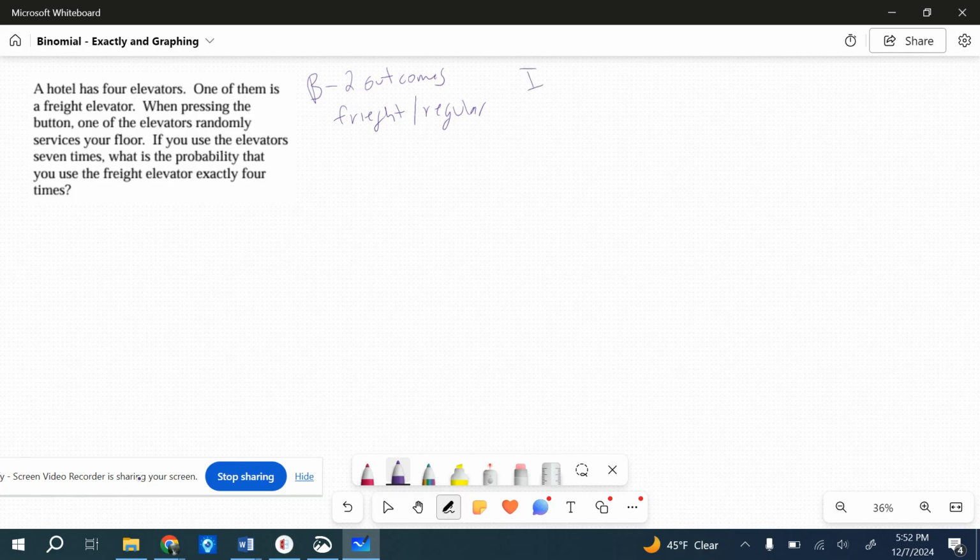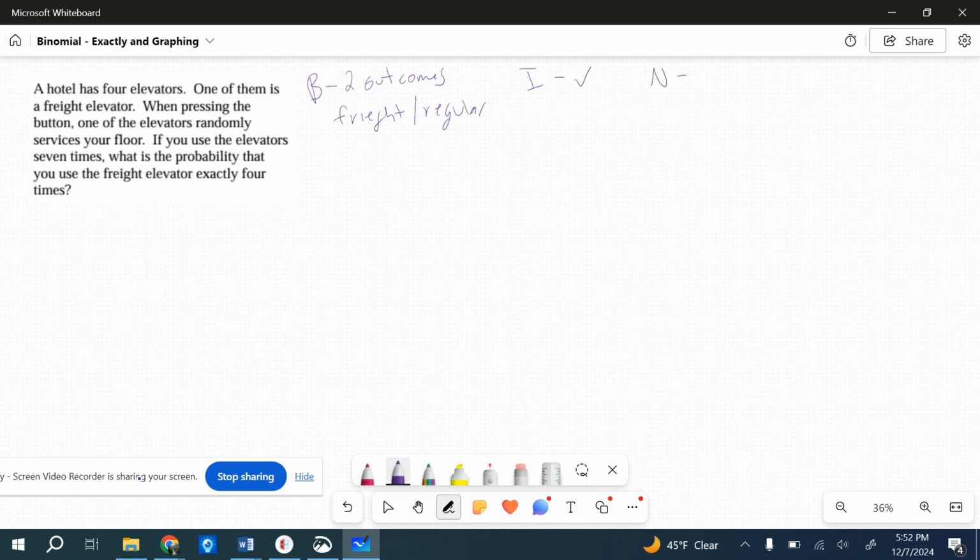Okay, I is each trial independent. So every time that you push the elevator button, is everything independent? So if I get the freight elevator the first time, does it influence whether I get the freight elevator the second time? Nope, it doesn't. So they are independent.